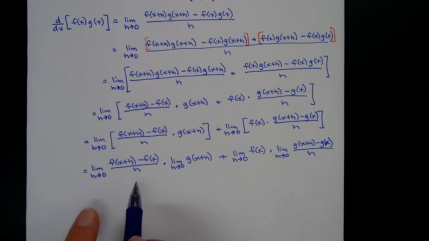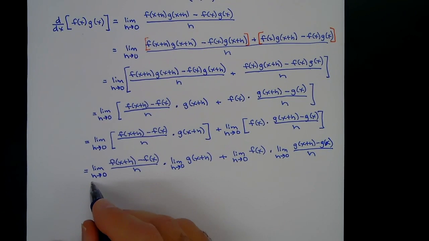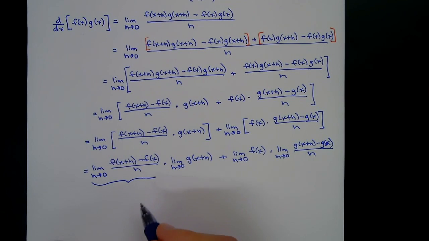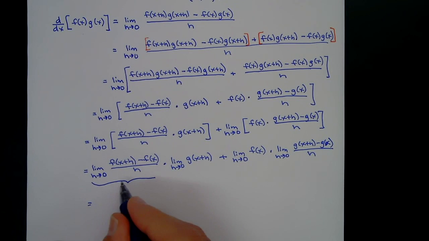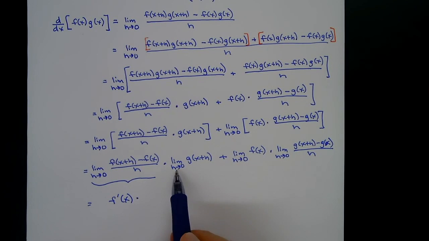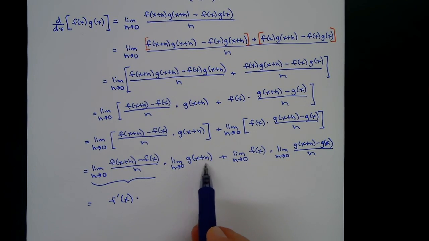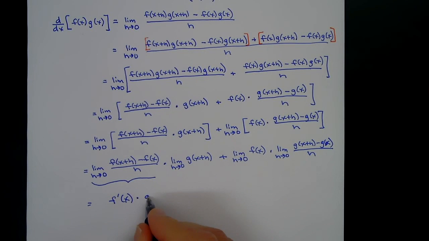And we should recognize what this is. That is the definition of the derivative of f right there. So that's the same as f prime of x. So that's where we get the f prime of x. And then times, as h approaches 0, this just becomes g of x. So times g of x.